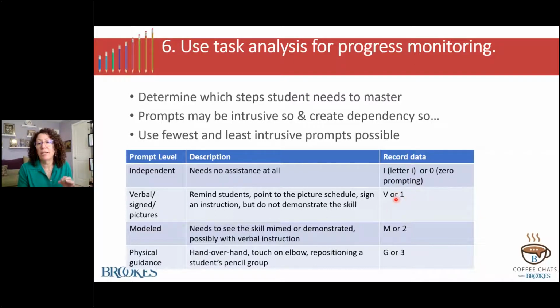And when we record a 1, when we record these numeric pieces of data, it's a Likert scale. It's not the number of prompts that we're reporting. We're reporting the amount of intrusiveness. So a 0 is not intrusive at all. A 1 is minimally intrusive. A 2 is a little bit more. I hope that makes sense.